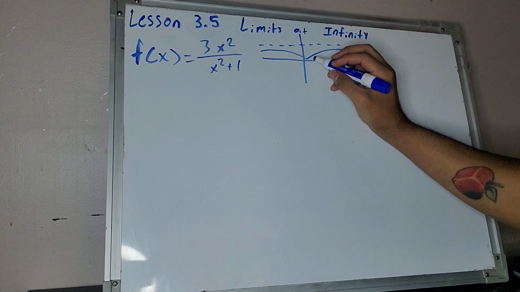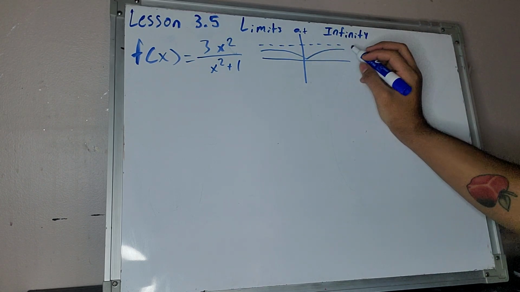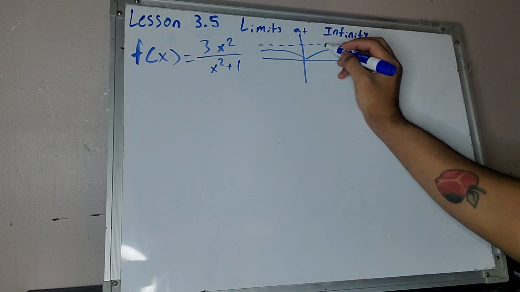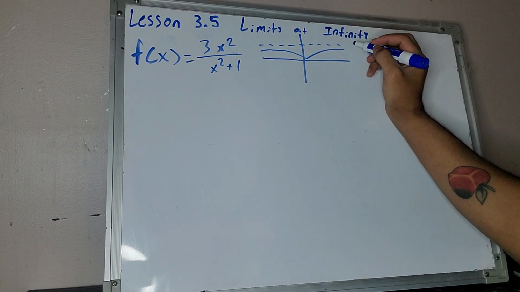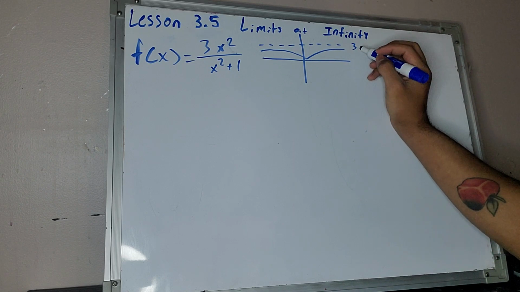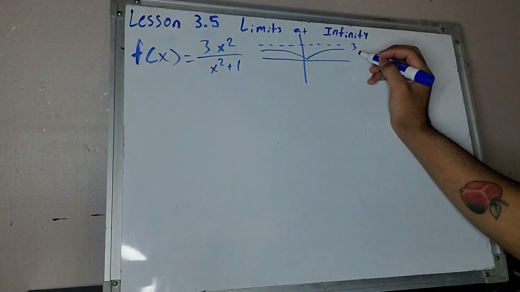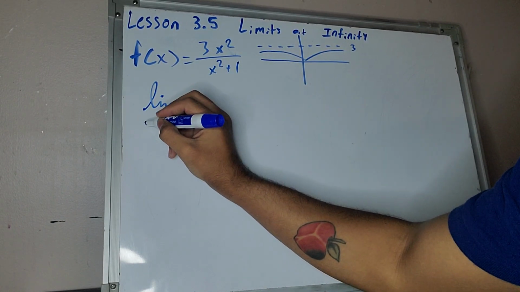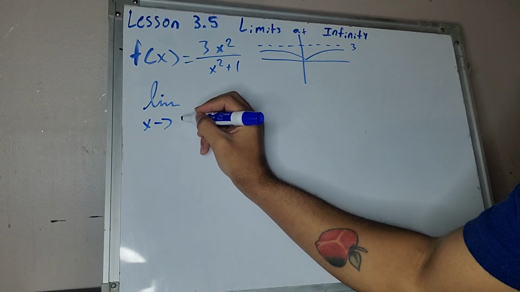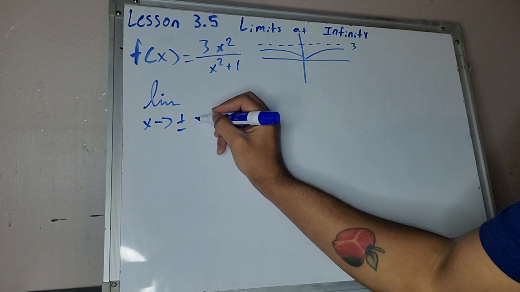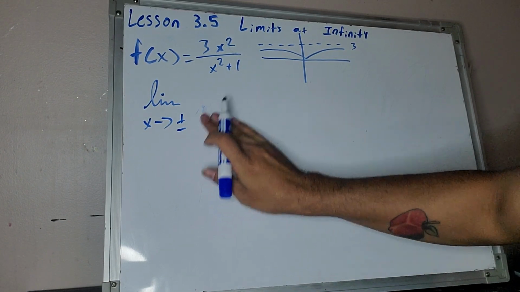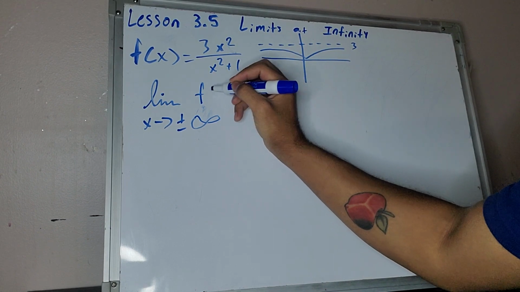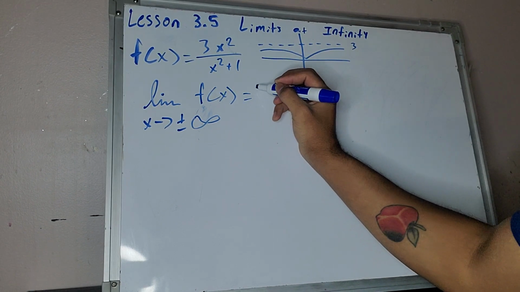shows that as x approaches infinity or negative infinity, the limit is always approaching 3, but never actively touching 3. This can be denoted as the limit as x approaches positive or negative infinity of the function is equal to 3.